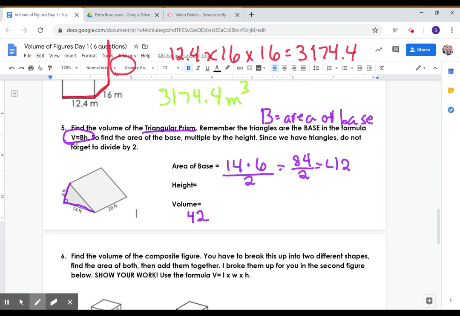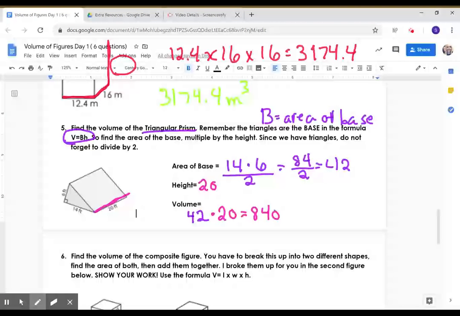Now, in my formula, I still have to multiply that by my height. So I'm not going to use the numbers that I used for the triangle, right? That was part of my base. So if I take a look at this figure, there's really only one number left. My height here is 20, right? My height is 20. So I just need to multiply my big B, which was 42, times the height of 20. And 42 times 20 is 840. So 20 times 42 is 840 feet cubed.